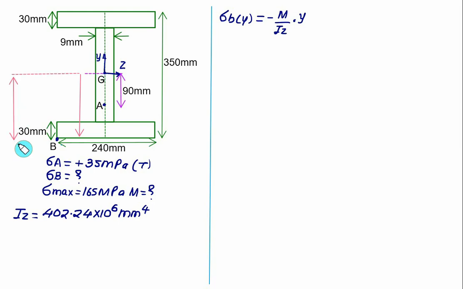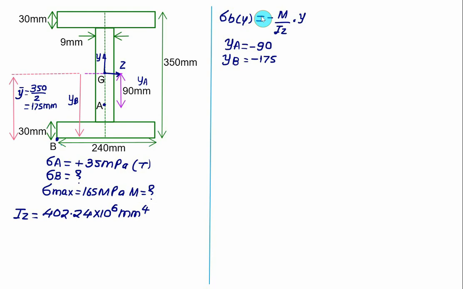From the bottom here, the centroid will lie at exactly 350 by 2. So in this case Y bar will be equal to 350 divided by 2, that is equal to 175 mm. This value represents YB and this value represents YA, but you have to take the value of YA as negative. So in this case we have YA equal to minus 90, and the distance YB will be the same as the distance of Y bar, minus 175.